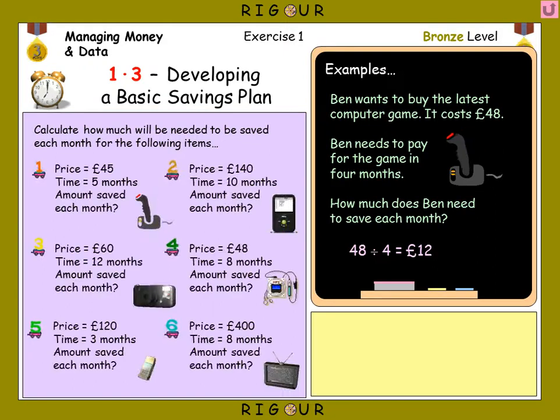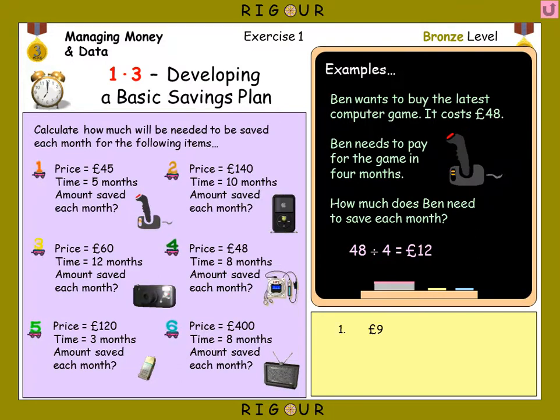So for each of the following, you're going to calculate how much would need to be saved each month simply by dividing the total price by the number of months. And if you're working on these at home, pause the video now. Okay, you've unpaused the video. Let's have a look at the answers.